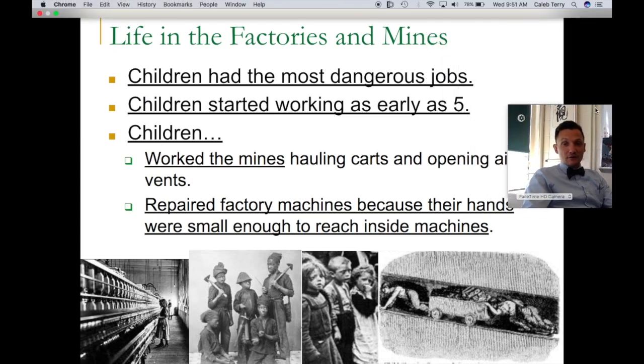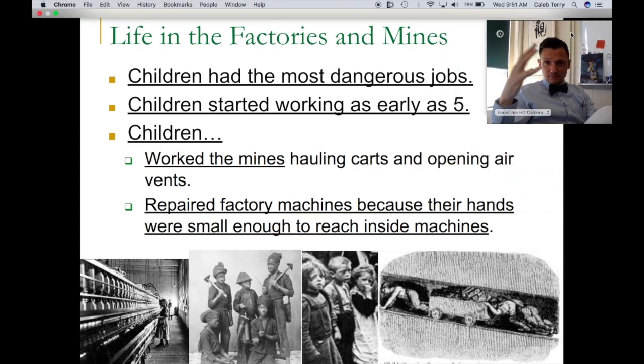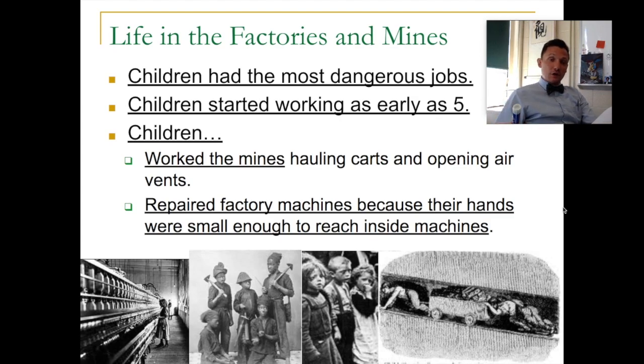Children, though, child labor was a massive event during the Industrial Revolution as well. Children had the most dangerous jobs, if you ask a lot of different historians. I disagree with that a little bit. I think working underground in a mine on the seam, and if that thing caves in and collapses, that's pretty dangerous, right? Now, children started working sometimes as early as 5, right? That's at the beginning of the Industrial Revolution, around the early or mid-1700s. You could start working as early as about 5 years old.